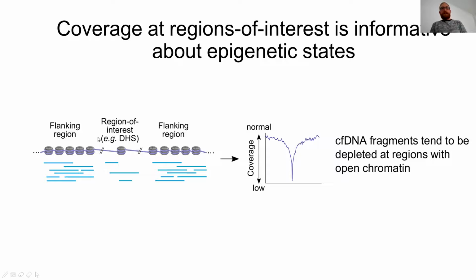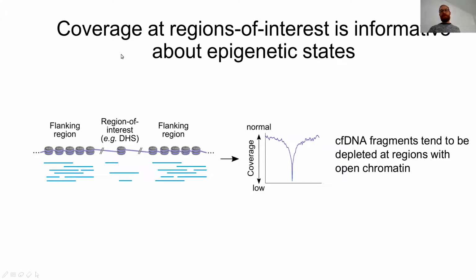We focused our analysis on the coverage at regions of interest, and these regions of interest can be, for example, DNA hypersensitivity sites or enhancer peaks or other regions that are epigenetically active in your tissue of interest. And what we find is that if these regions are active, we see a depletion of nucleosomes around these regions and therefore a depletion of sequence fragments. Therefore, we can observe a drop in coverage if the cells that give rise to the cell-free DNA are epigenetically active in these regions of interest.